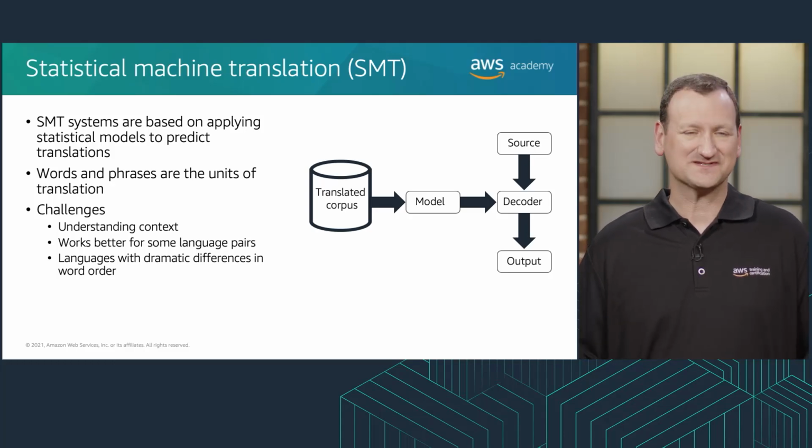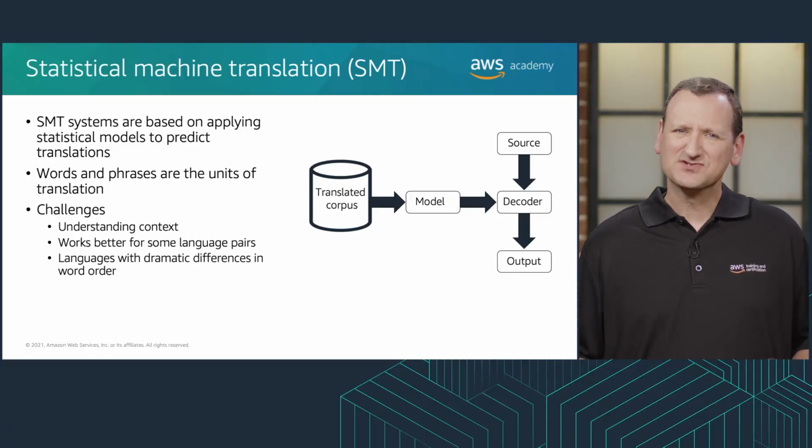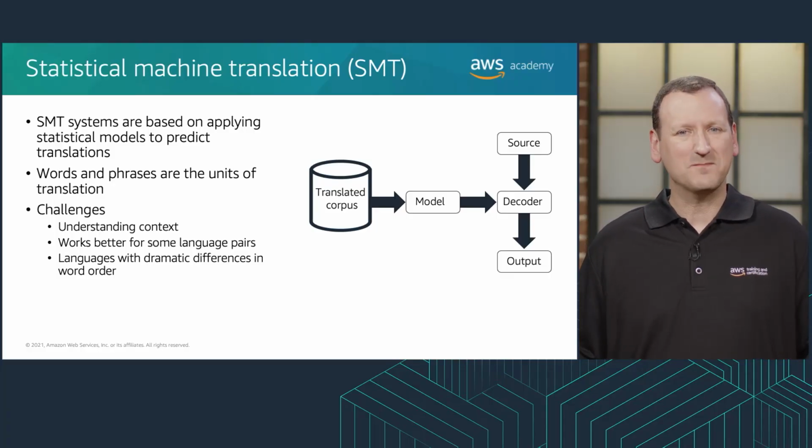There are several problems with SMT systems. First, they're not well suited for understanding the influence of context on meaning. Also, the accuracy of the translation depends on language pairs. For example, English and Spanish might work better than English and Mandarin. Finally, SMT systems do not work well with languages that have dramatic differences in word order and sentence length.